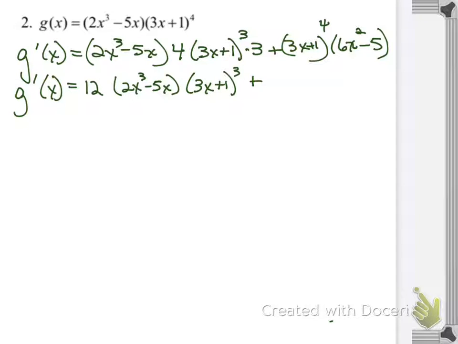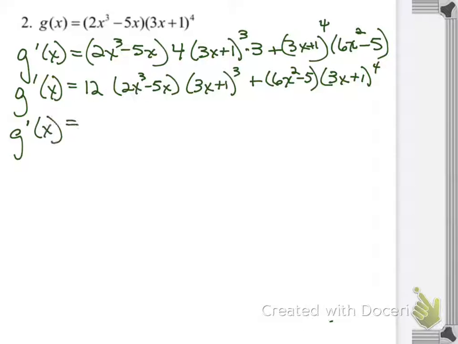Plus, I have no numbers to pull in front. So I'm just going to put expressions in front. So I think I'll put 6x squared minus 5, and then I have 3x plus 1 to the 4th. Okay, so now we're ready for greatest common factor factoring.